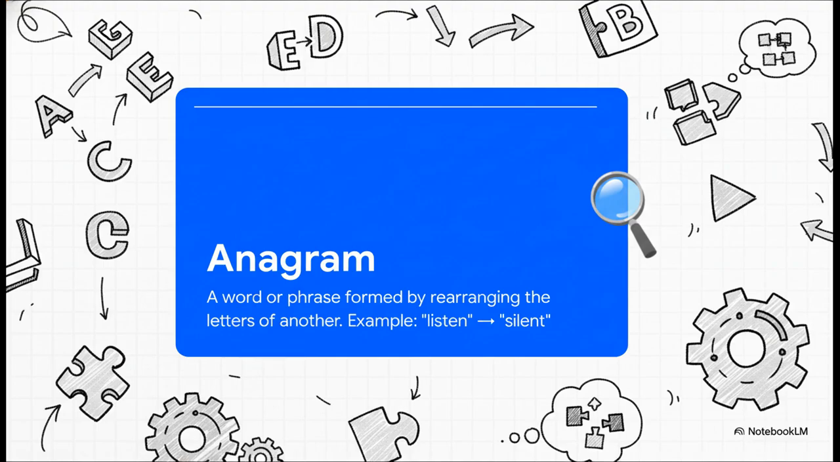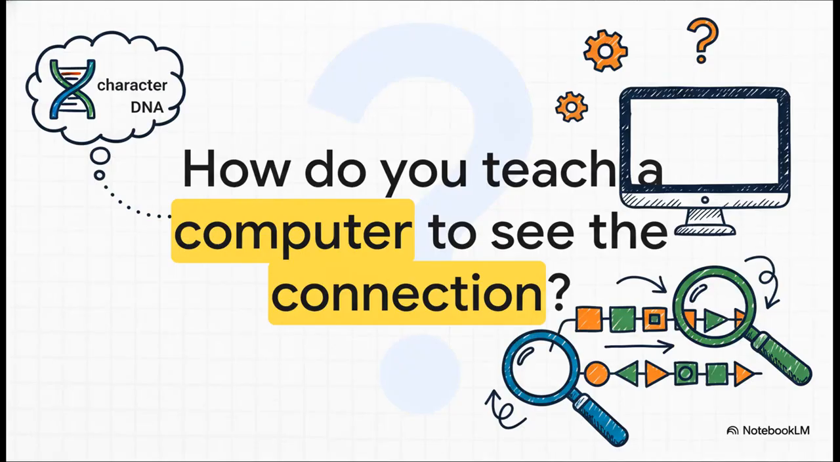Okay, first things first, let's make sure we're all on the same page here. An anagram is just when you take the letters of one word and rearrange them to form another. The classic example you always hear is listen becoming silent. You've got the same letters, the same number of each letter, just in a totally different order. Simple enough, right?